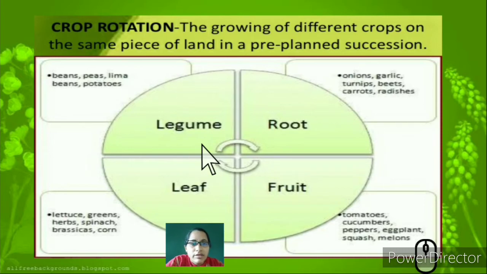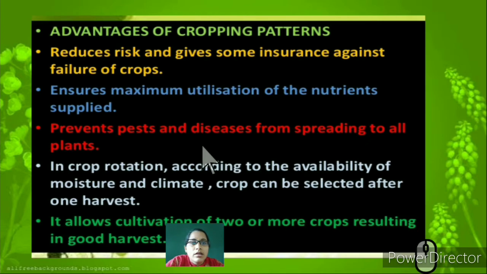This gives a benefit or advantage: different types of crops can be grown according to the season, a large variety of crops can be grown alternately, and it can also be made disease resistant and give a better crop yield. So let's see what are the advantages of cropping patterns.